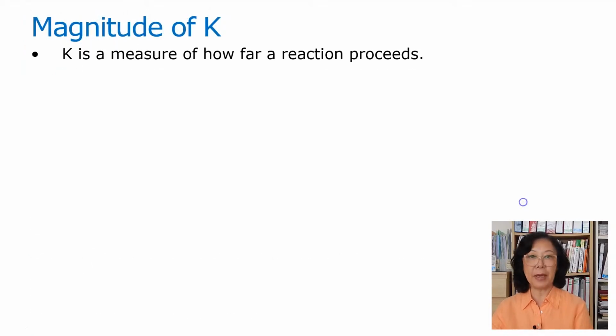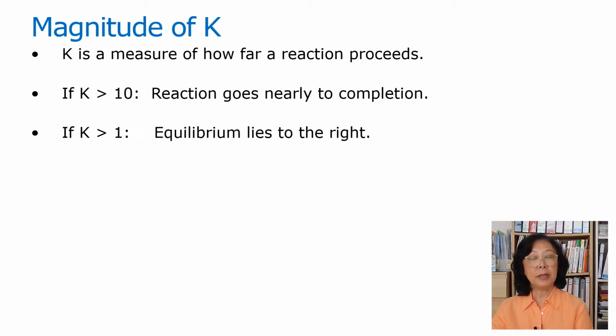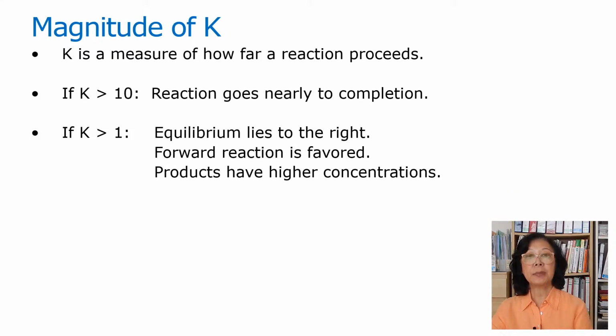The magnitude of K. K is a measure of how far a reaction goes. If the equilibrium constant K is greater than 10, the reaction goes nearly to completion. If K is greater than 1, equilibrium lies to the right. That means the forward reaction is favored and the products have higher concentration than the reactants.